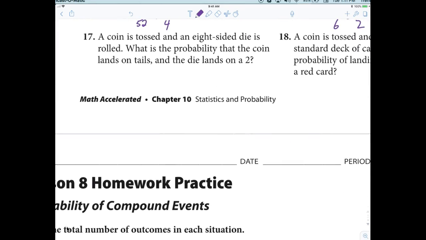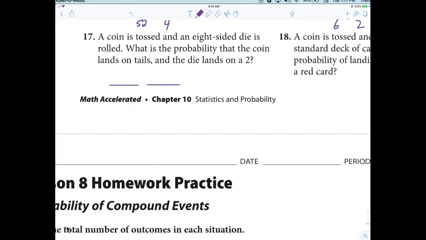A coin is tossed and an 8-sided die is rolled. What is the probability that the coin lands on a tail and the die lands on a 2? What do you think? I got 1/16. Again, let's take a look at it just to make sure you understand what we're doing.